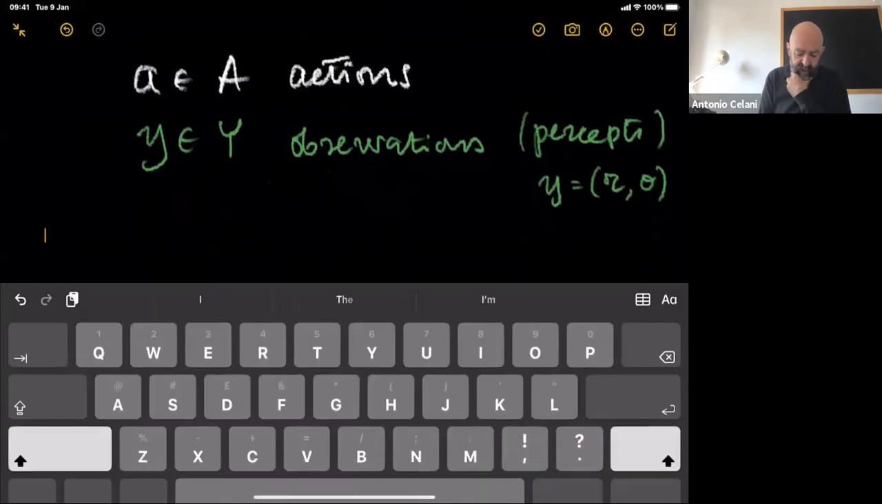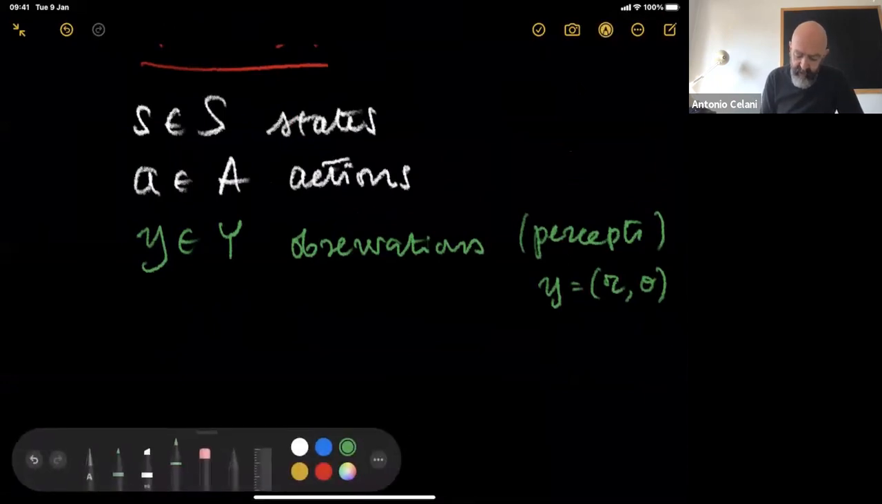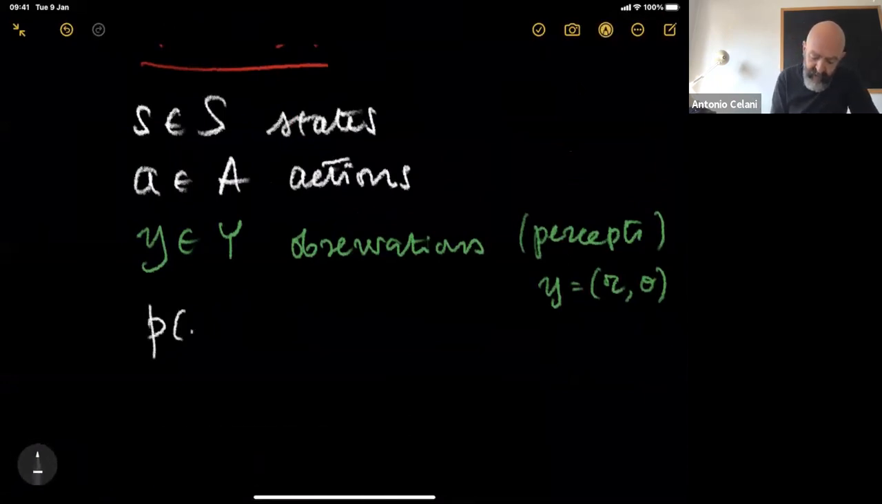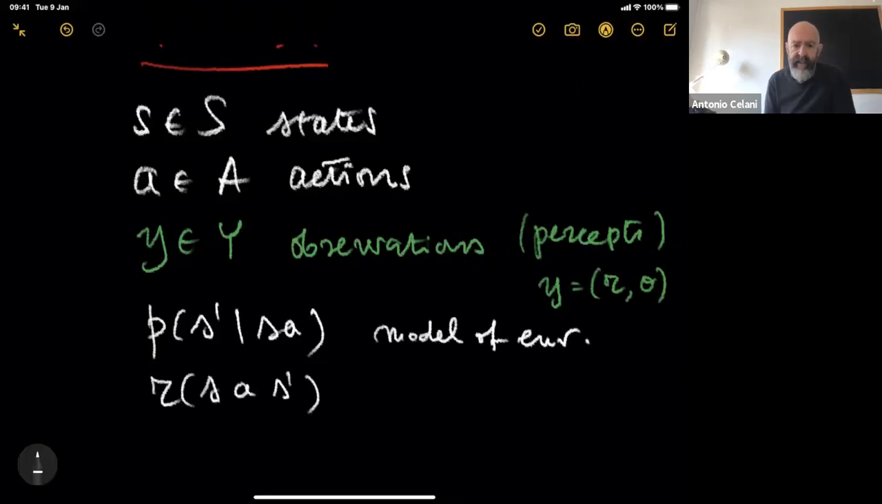So then there are other things which are again customary from MDPs, in the sense that you have your model for the environment, that is transition probabilities from states to other states given actions. And you have your average rewards. Here you could generalize a bit, but let's keep the notation as close as possible to MDPs. So these are rewards, average.